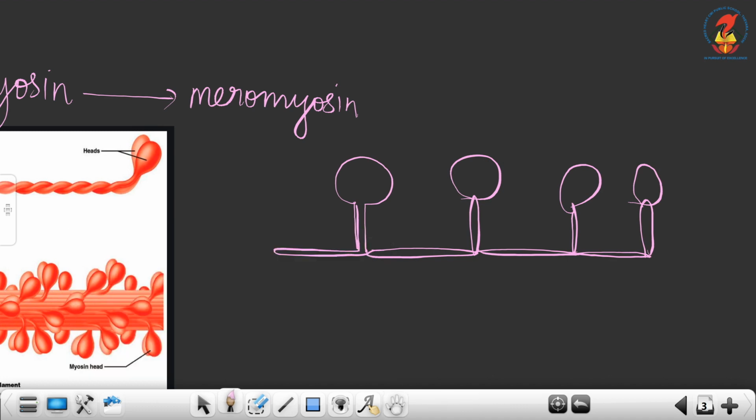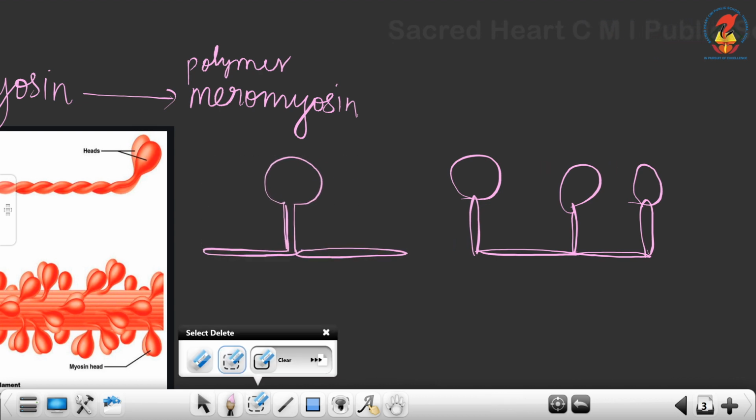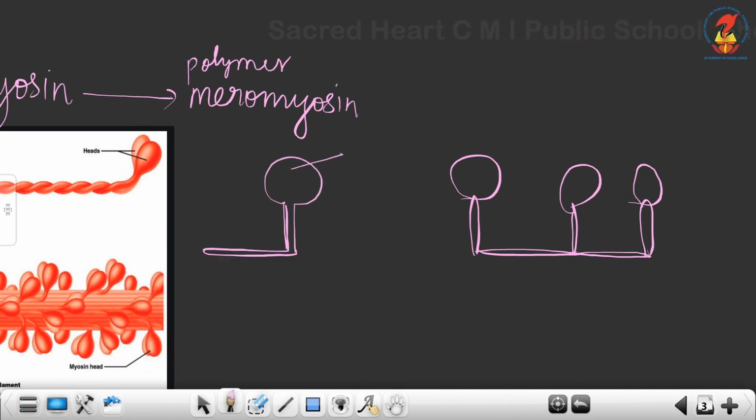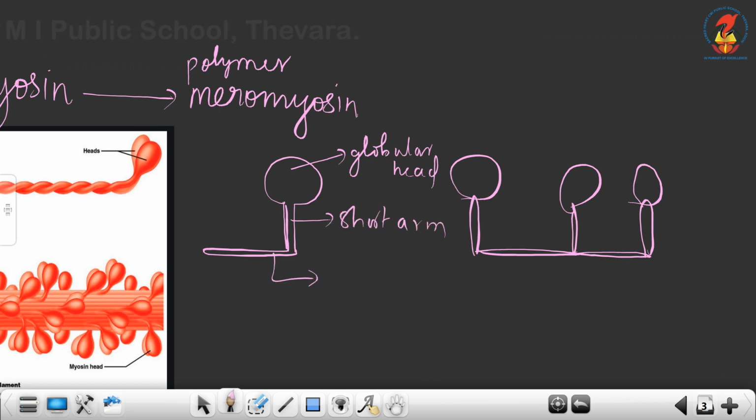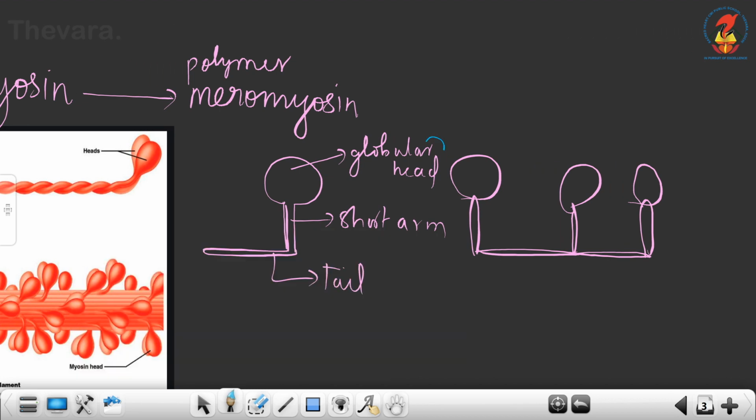So the structure of myosin is very simple because it is a polymer of myromyosin, and one myromyosin comprises 3 parts. The 3 parts are the globular head, short arm and the tail. Of these, the globular head and short arm form the heavy myromyosin and the tail forms the light myromyosin.